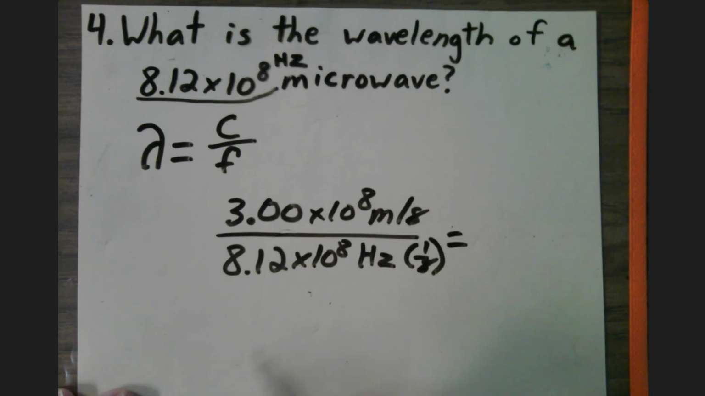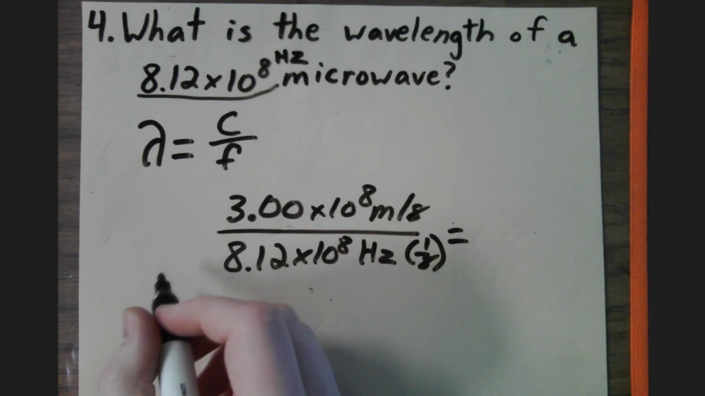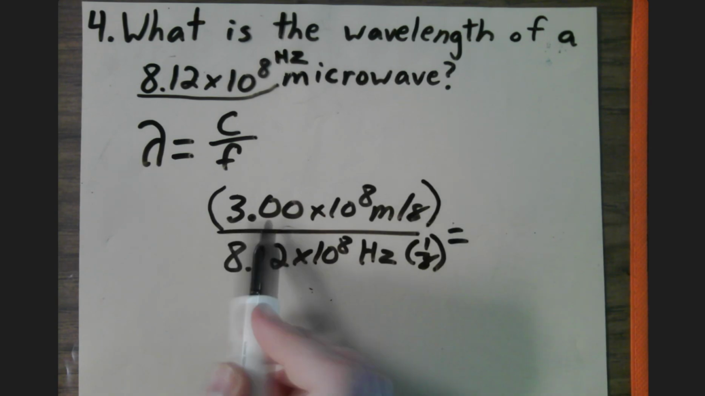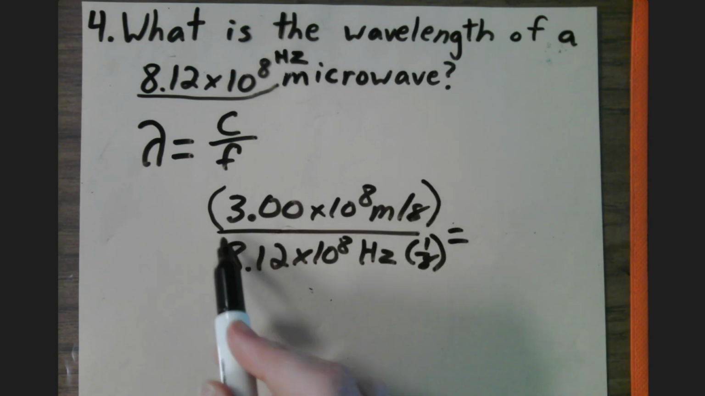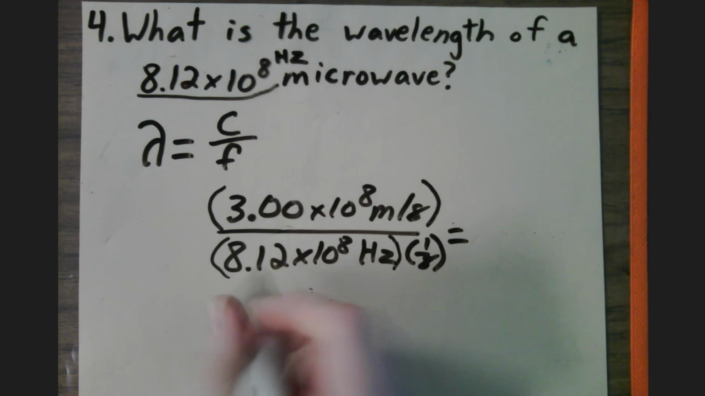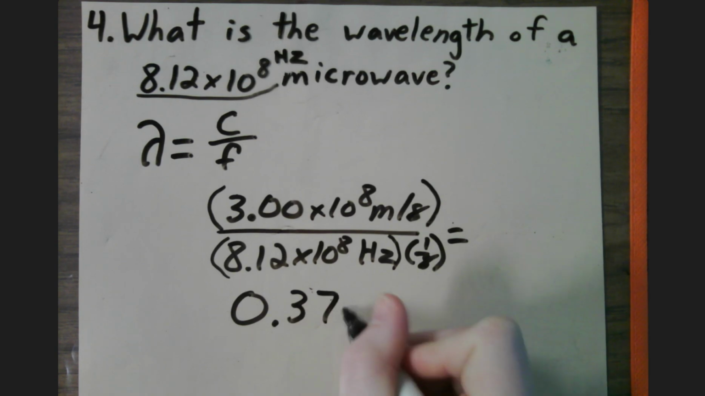Now again, if you just plug this into your calculator, all of it's going to go in that exponent area, so you do need your parentheses. So be sure to plug in with your parentheses: 3.00 times 10 to the 8th, parentheses, divided by parentheses, 8.12 times 10 to the 8th. This will get you your correct answer, which should look like 0.37 meters.